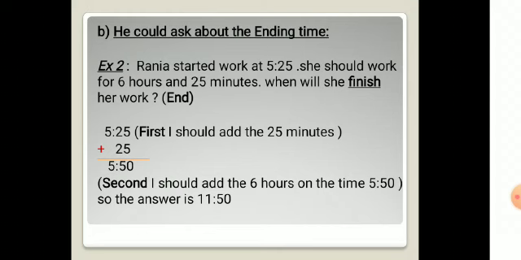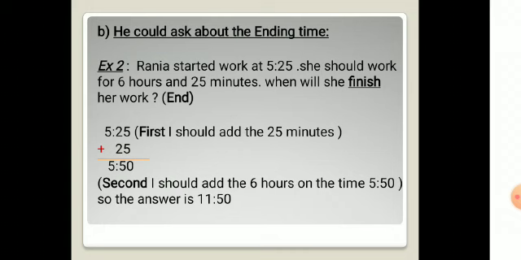So what's given in this word problem? I should first of all know well what's given. The given is, excellent, the starting time 5:25. She started at 5:25, so I have the starting time. Second, I have the duration, 6 hours and 25 minutes. I'm asked about what now? I'm asked about the ending. When will she finish her work? So this is the ending. I'm asked about the ending time.